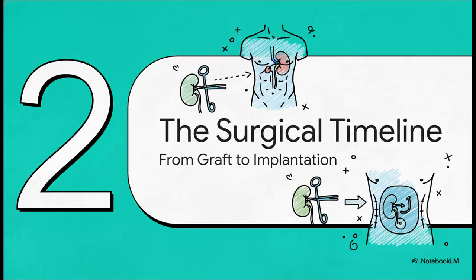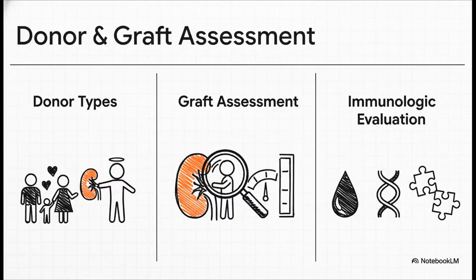Okay, with that solid foundation laid, let's move into the operating room and talk about the surgical timeline, starting with where this life-saving organ actually comes from. It's so important to remember that not all kidneys are created equal. The source of the graft profoundly impacts our anesthetic management. A kidney from a young, healthy living donor is going to have minimal ischemia time and is likely to start working immediately.